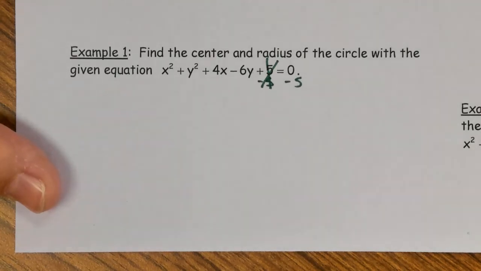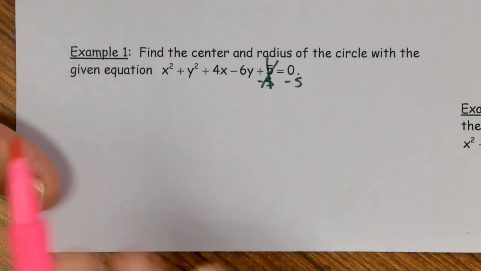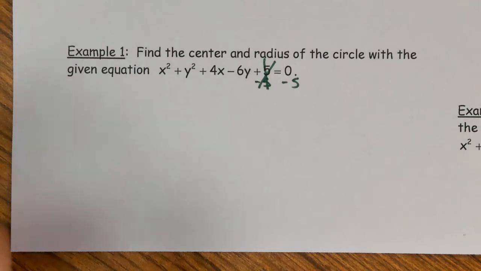When I rewrite this, two things are going to happen. First, I want to make sure that I get my buddies together. So my x's need to get together, my y's need to get together. Also, I'm going to need to complete this equation by adding something after the x squared plus the x and the y squared plus the y. So I'm going to be leaving a blank.